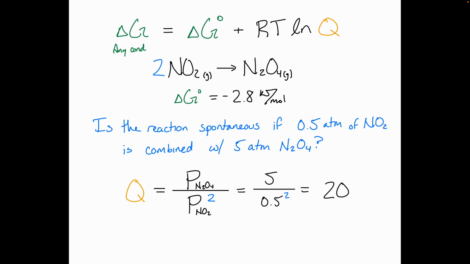All right, so my value of Q here will be 20. I did my products over my reactants. I had to turn that stoichiometric coefficient into an exponent here. So to calculate Q, I took the pressure of my product divided by the pressure of my reactant squared.